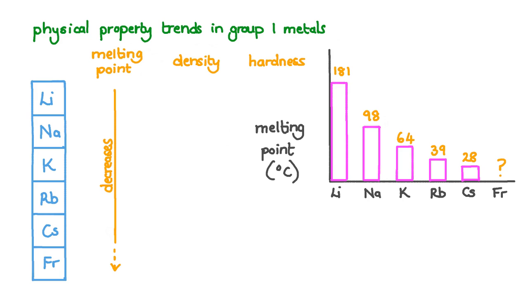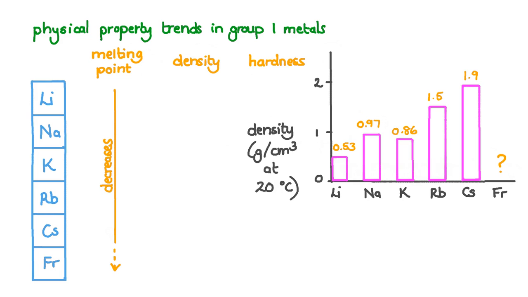Let's have a look at density. The bar graph shows the densities of the alkali metals. We can see that the general trend for density is opposite to that for melting point. Moving down the group, the density of the alkali metals increases, except for potassium, whose density is slightly lower than that of sodium. But what about francium? According to the general trend, we can predict that francium's density is probably higher than cesium's density. Francium's density is estimated to be about 2.4 grams per centimeter cubed, which is higher than cesium's value.